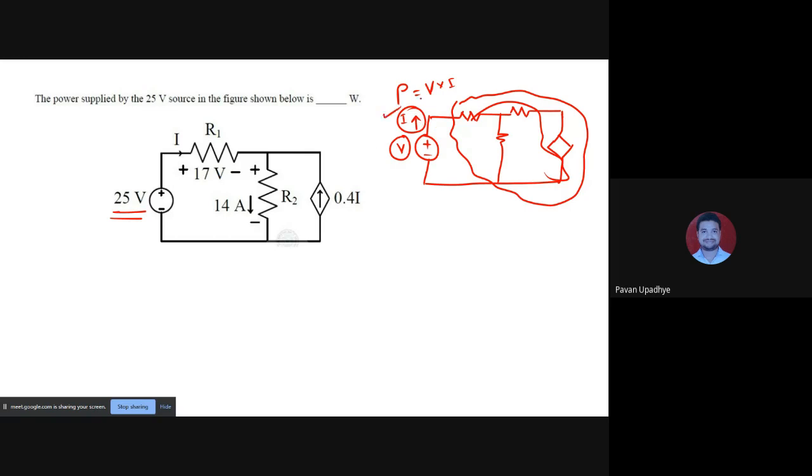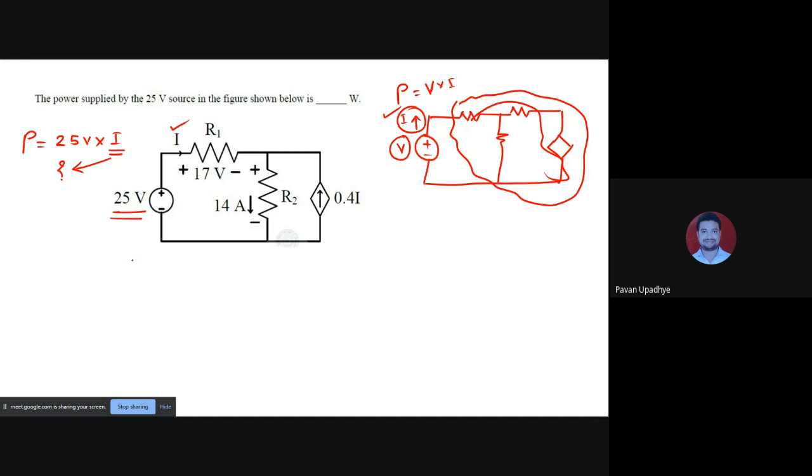So, as you could understand, finding the power supplied by the 25 volt source is as good as multiplying 25 volt with the current coming out of it. The current coming out of the 25 volt source is already marked as I. So your job is to find the value of I, and your problem is solved. Okay, I hope we can move ahead.